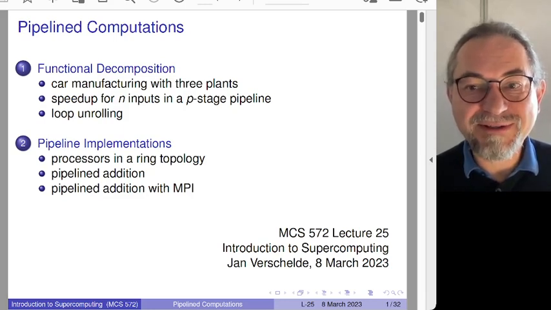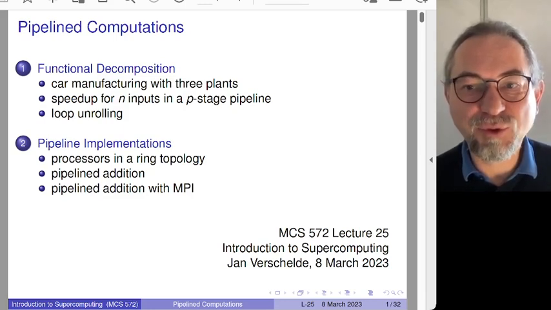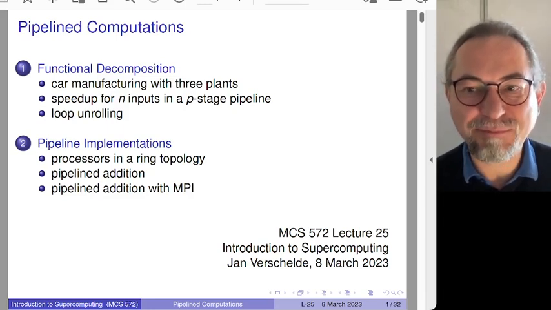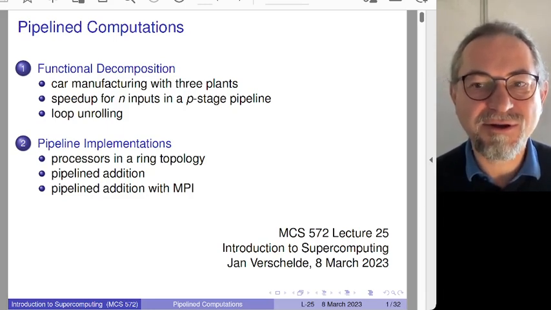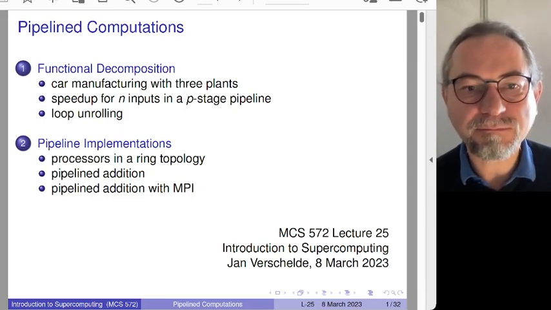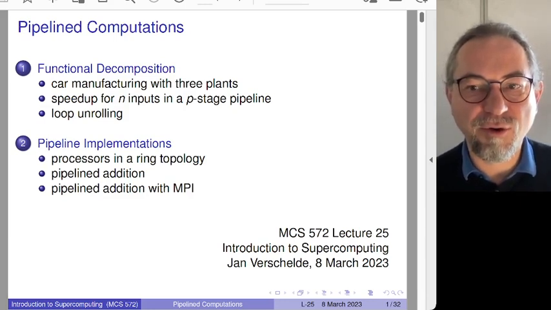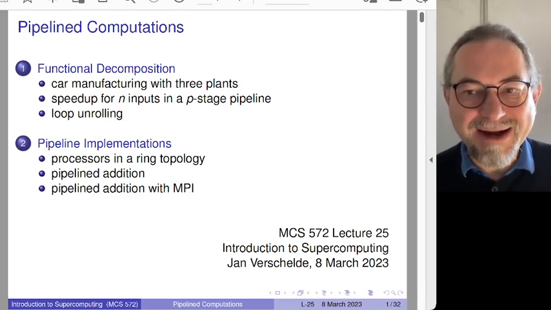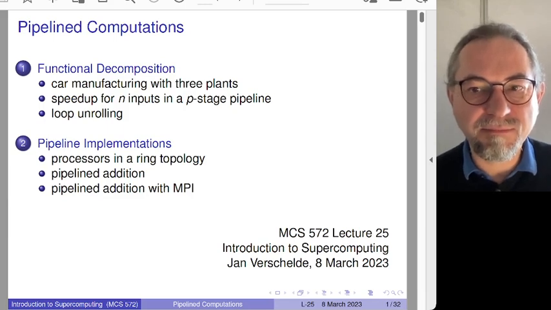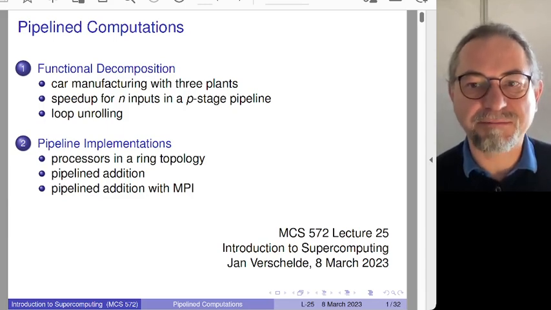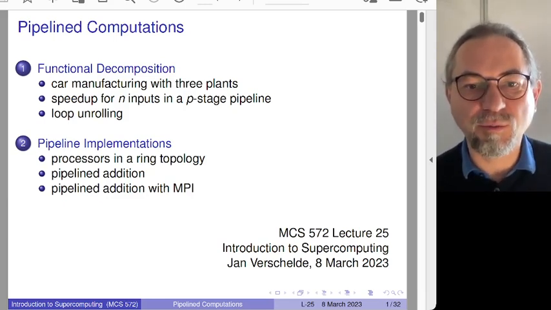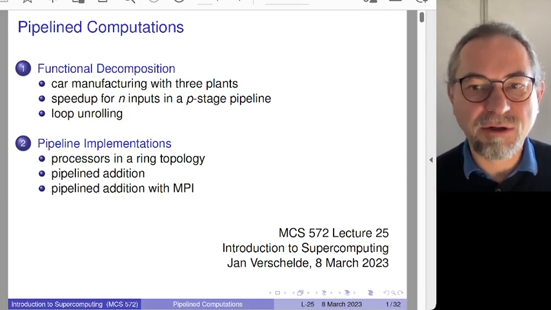Parallelism also is already happening even if you don't know it. That it happens, I will give an example of loop unrolling. And the second part of this lecture is then more going to practical examples, or the examples are actually not practical, but mostly how to get started with a pipelined computation. And in this lecture we will come back to message passing.